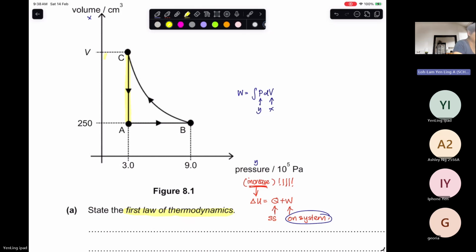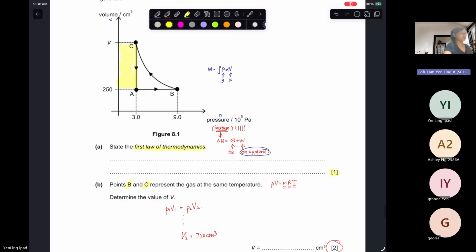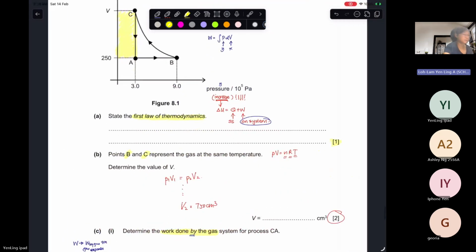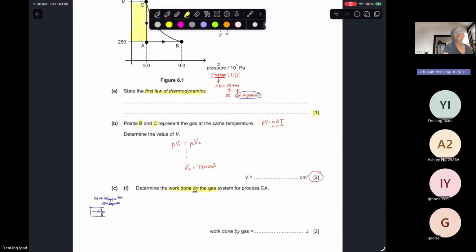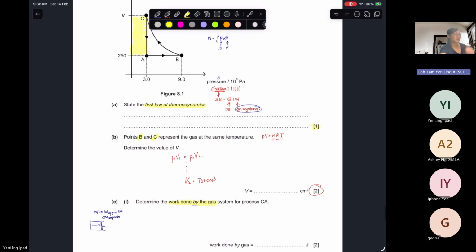So that is to trick students as well. Someone was very cute and wrote in my script, why switch the axis around? Because Cambridge also does that all the time. Okay, because they want to catch students who memorize without thinking. So this is the area that we want.